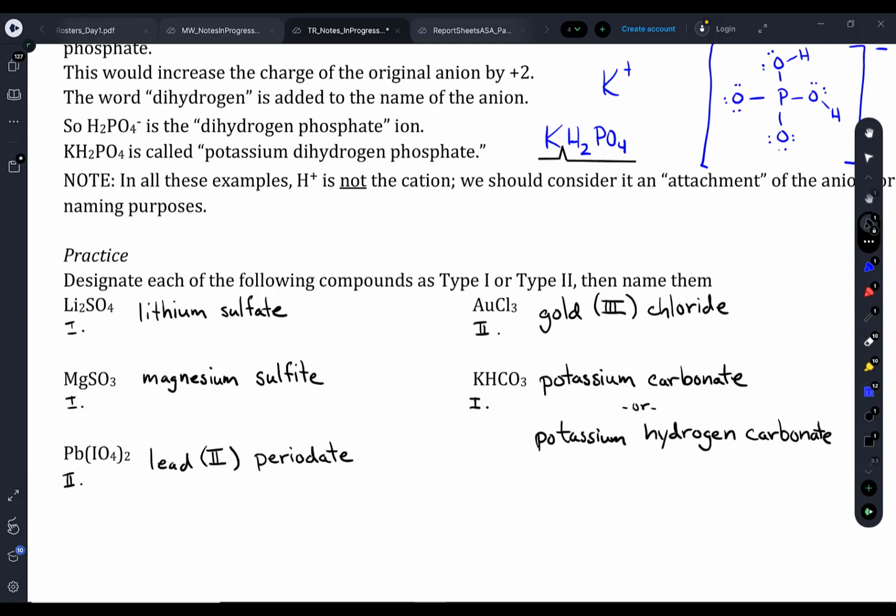So, any questions on these? Yes. Oh, bicarbonate. I'm sorry. Thank you. Yes, that's what my brain was saying. I think I said it in words, didn't I?